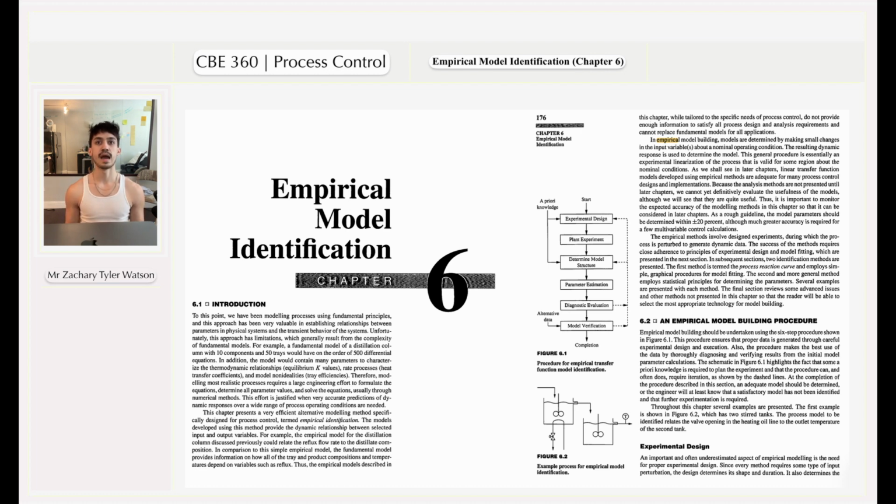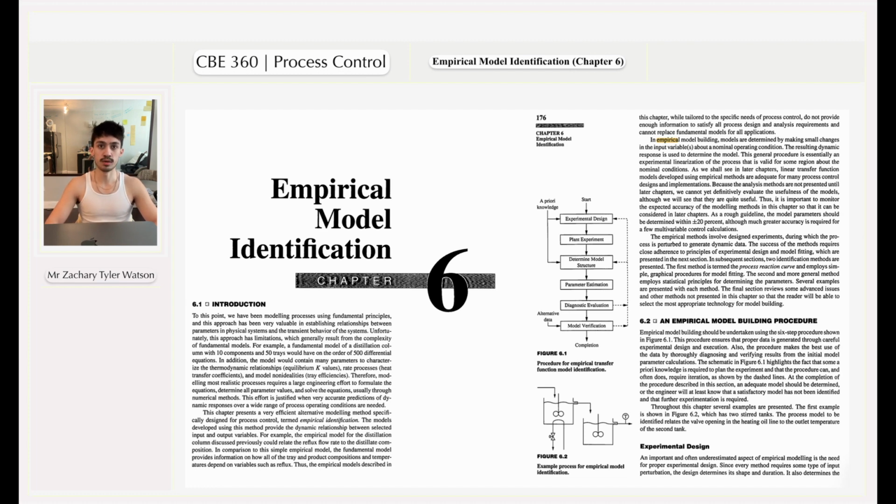This effort is justified when very accurate predictions of dynamic responses over a wide range of process operation conditions are needed. This chapter presents a very efficient alternative modeling method specifically designed for process control, termed empirical identification. The models developed using this method provide the dynamic relationship between selected input and output variables. For example, the empirical model for the distillation column discussed previously could relate the reflux flow rate to the distillate composition.